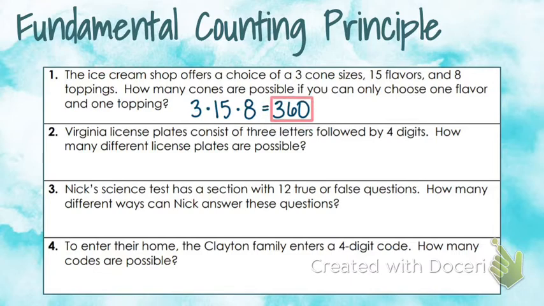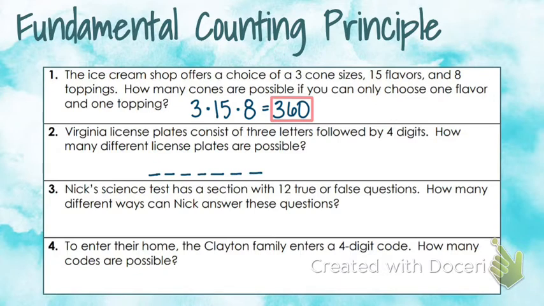All right, so number 2 takes a little bit of intuition, okay? Virginia license plates consist of 3 letters followed by 4 digits. How many different license plates are possible? All right, so we have to make a choice for every single position on a license plate. So there are 3 letters followed by 4 digits. So that means that we have 7 total spots to fill. So 1, 2, 3, 4, 5, 6, 7.